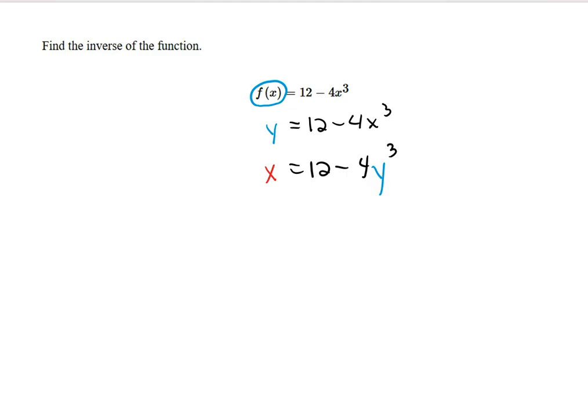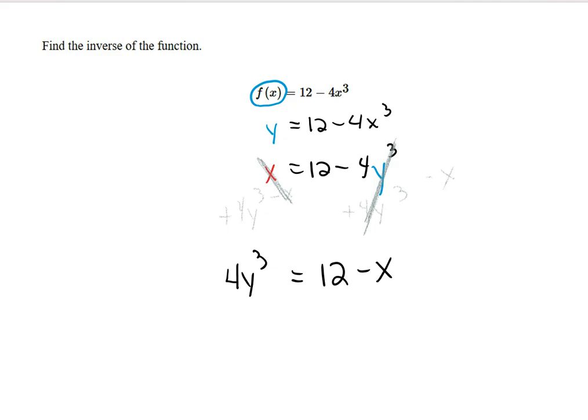I can't stand it when the variable is negative. So, I'm going to do what I like to call a 2-for-1 special. I am going to add 4y cubed to both sides. But once I get it over on the left, I don't want this x over here, so I'm going to subtract x from both sides also. So that cancels out, and so does this. So I'm going to be left with 4y cubed equals 12 minus x.